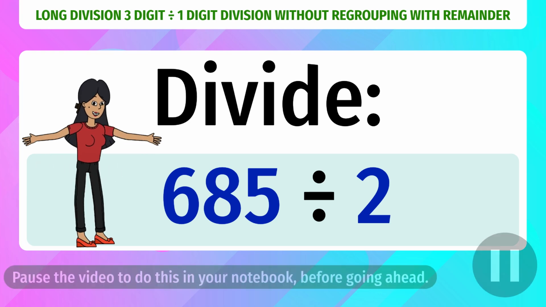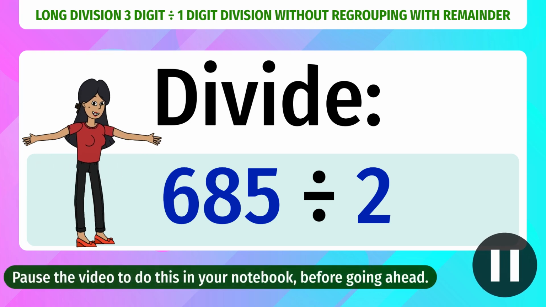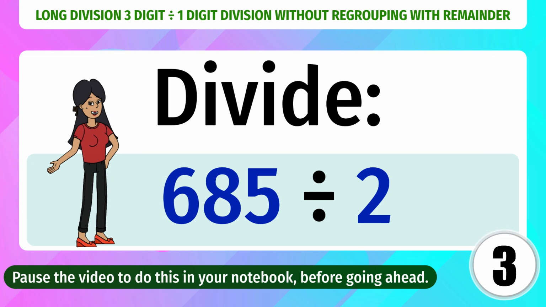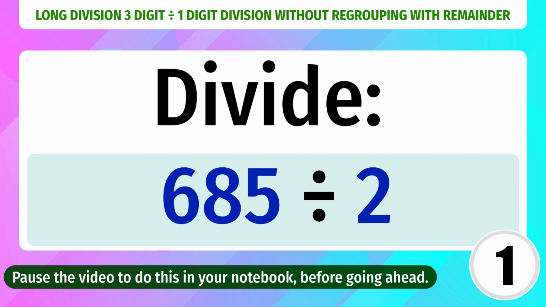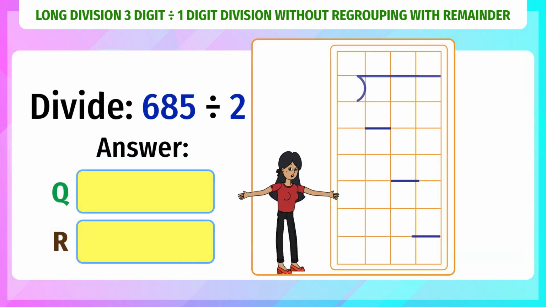Divide 685 by 2. Dividend is 685, divisor is 2. You already know by now. We divide the dividend from leftmost digit towards right by the divisor.